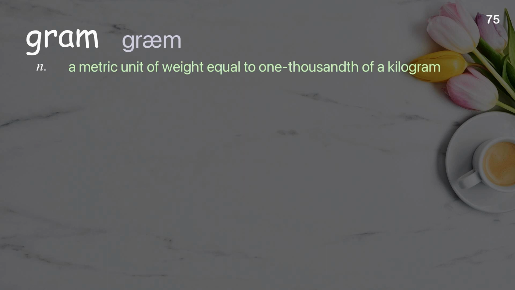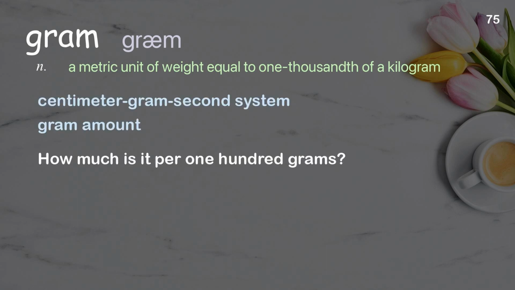Gram. A metric unit of weight equal to 1,000th of a kilogram. Examples: centimeter gram second system. Gram amount. How much is it per 100 grams?